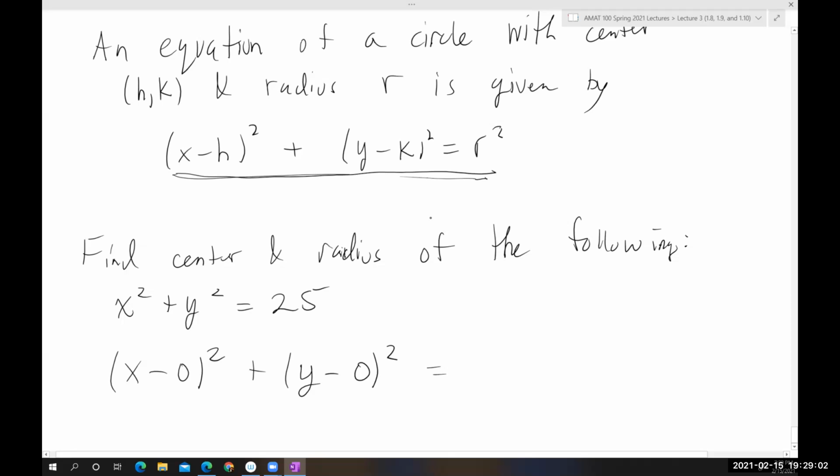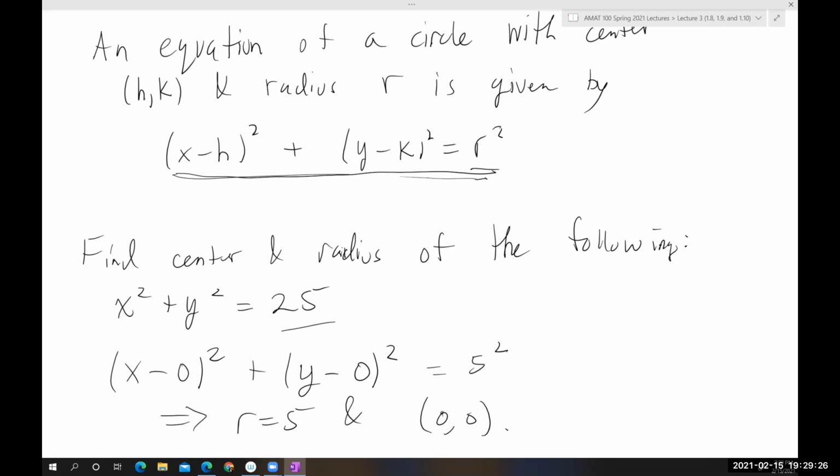And then notice the radius comes as this r term over here, which will give us that the right side is r squared, and r is the radius. So we want to write 25 as a square. Well, that's pretty simple. It's just 5 squared. So r is going to be 5, and the center is going to be 0, 0. So this is a circle centered at 0.